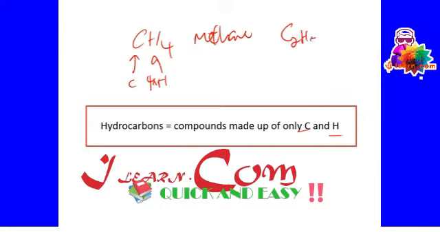Ethanol, C2H5OH. You will see more of this molecule later on, this ethanol. Ethanol has an oxygen here, so this is not a hydrocarbon. So only compounds with carbon and hydrogen and nothing else are called hydrocarbons.